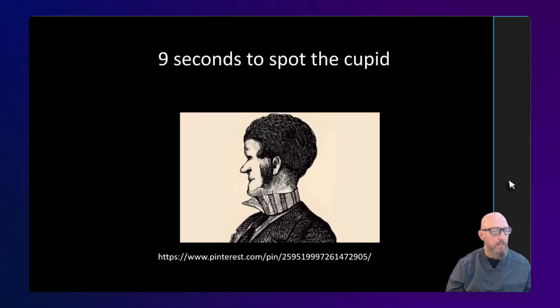Okay, this next slide is a quick one. 9 seconds to spot the cupid. Look in this picture. Where is the cupid in that image? I like this one because the first time it really got me. I spent more time than I want to admit looking for this cupid until I realized the man's face from the side is the cupid. So once you see it, you can't unsee it. Here's the cupid right there. And this is a good example of how our brains organize what we're looking at.